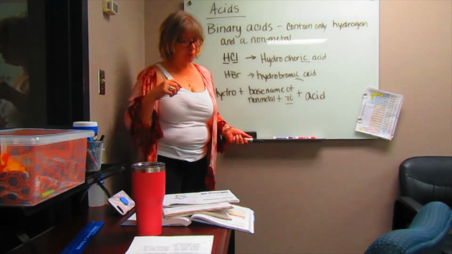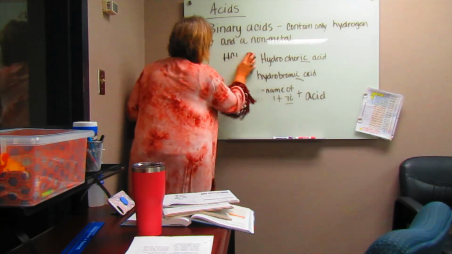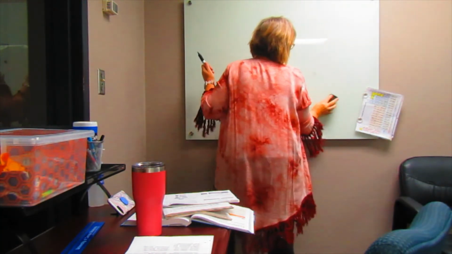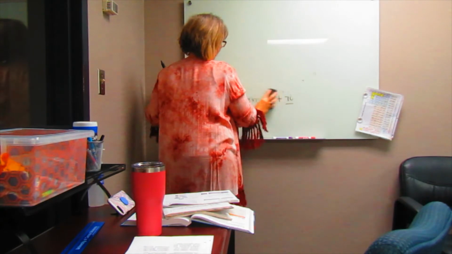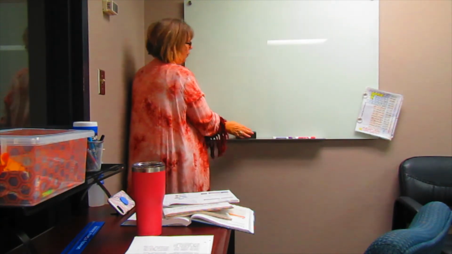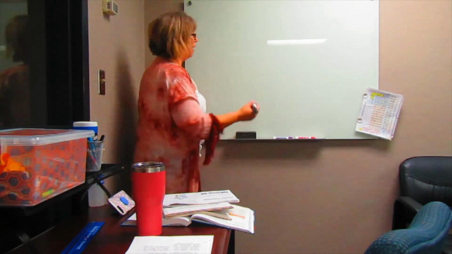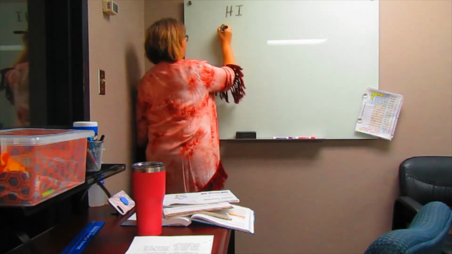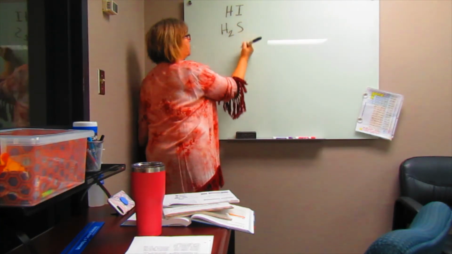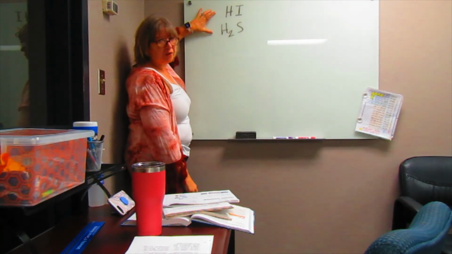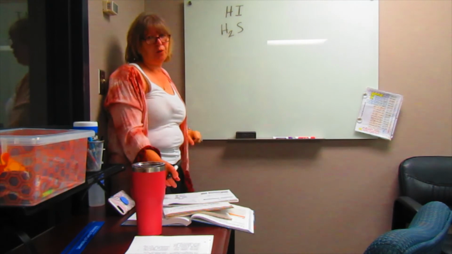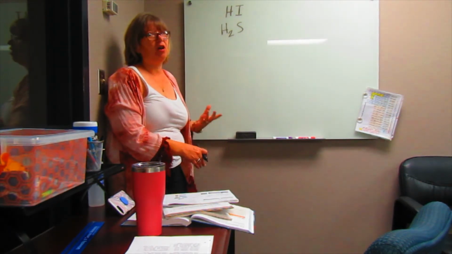So let's take a look at a couple more. I'll put a couple more up here, and you can just work on those independently because you're going to see a lot of these for this chapter, binary and oxyacids. So we'll just put two more up here on the board that you can work by yourself, and then we'll take a look at oxyacids. So if you have HI and H2S. And remember what I said, no prefixes in binary acids. So work these independently, and when we come back together, we're going to work with oxyacids and naming oxyacids.